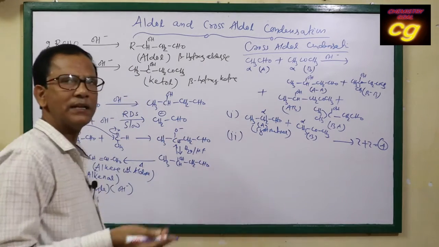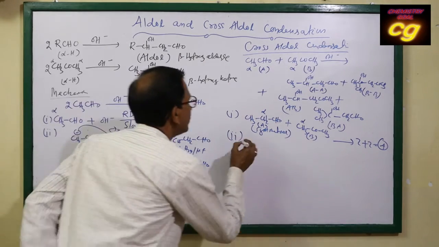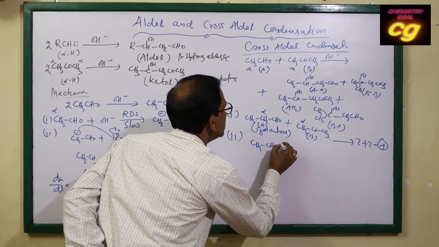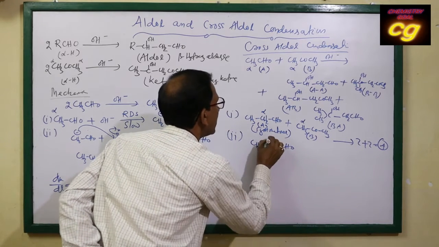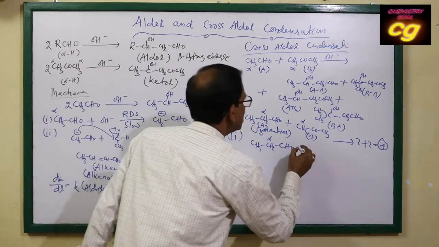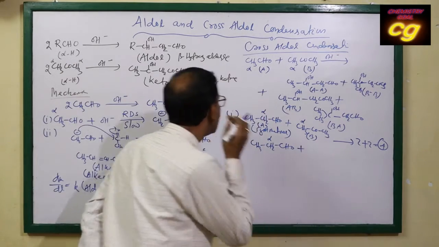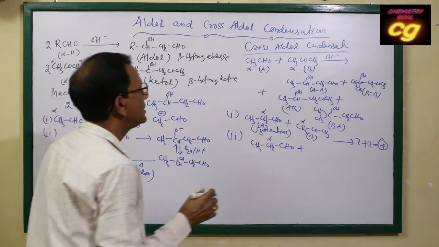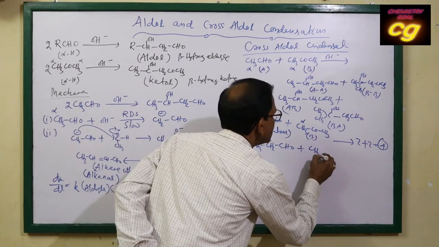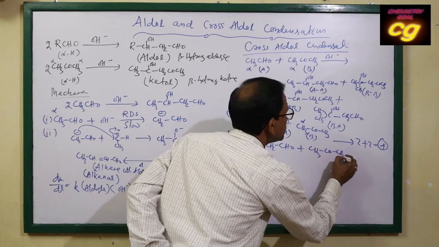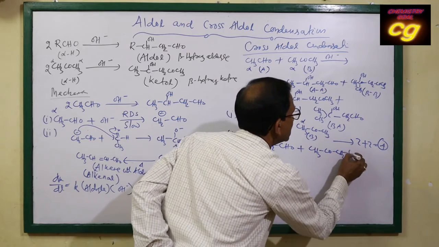If one is symmetrical and another is unsymmetrical, for example, CH3CH2CHO, here it is 1 alpha. This one is symmetrical, and you take one unsymmetrical. The unsymmetrical will be CH3COCH2CH3.